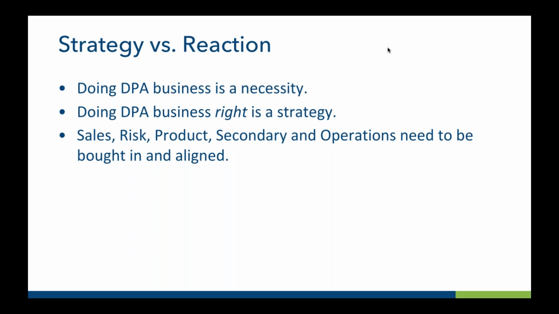Doing DPA business right, that's a strategy. That involves sales and risk and product and secondary and operations and leadership all being bought in and all being aligned on the strategy, the goals, the product mix, the expectations among loan officers, underwriters, processors, and so forth. And it involves having processes in place and ongoing training and some of the other things that we're going to talk about here. But big picture, doing DPA business right, that's a strategy. It's not just a necessity or a reaction.